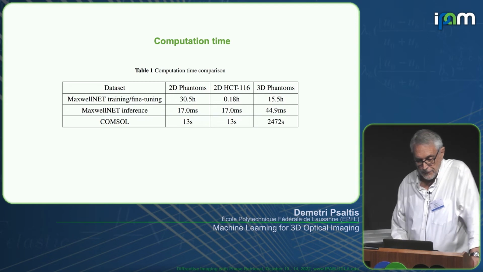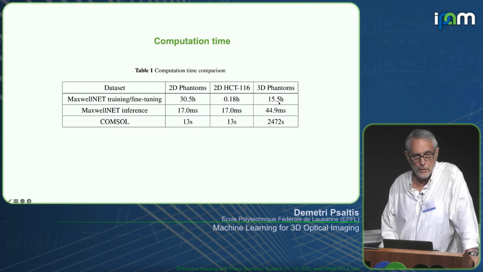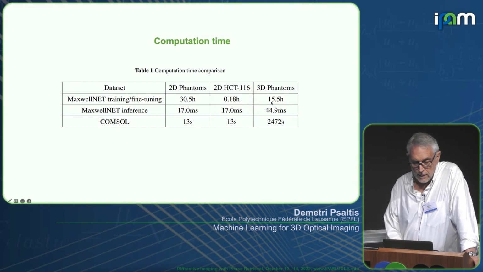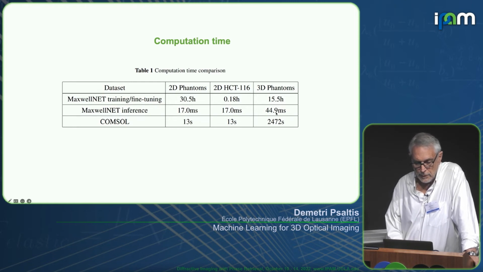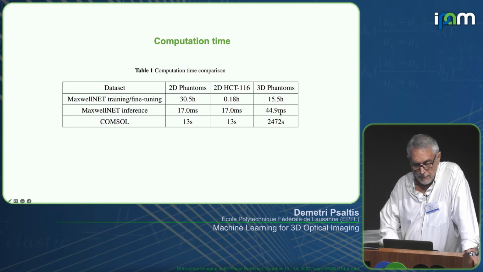And what's the advantage? These are 2D phantoms, which I showed you briefly, but this is the 3D phantom I just showed you. Now, to train this Maxwell net for the 3D phantom, it took 15 hours on a high-end GPU. So it takes a while. But the inference is, on the same GPU, 45 milliseconds. It's really fast for a 3D object. Even BPM, any of those other simulators would be orders of magnitude slower. COMSOL, for example, is 4 orders of magnitude slower.